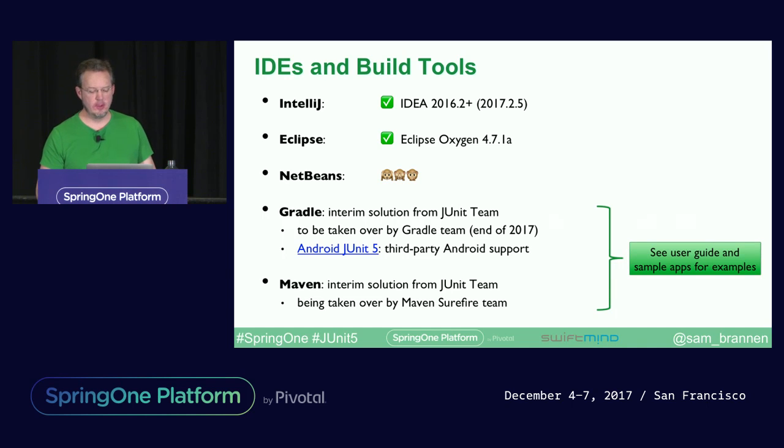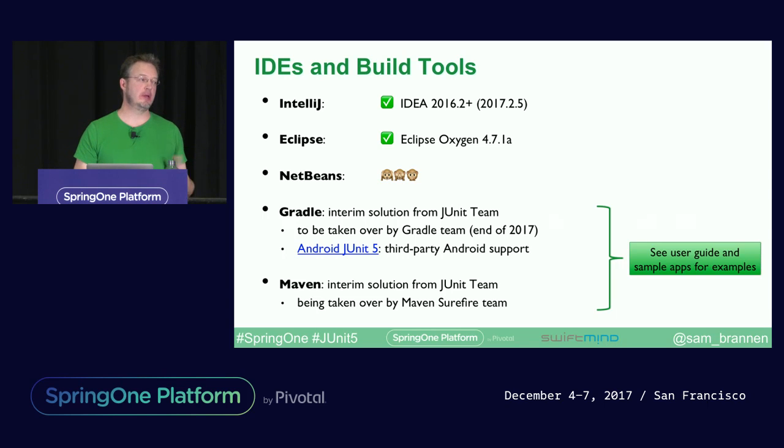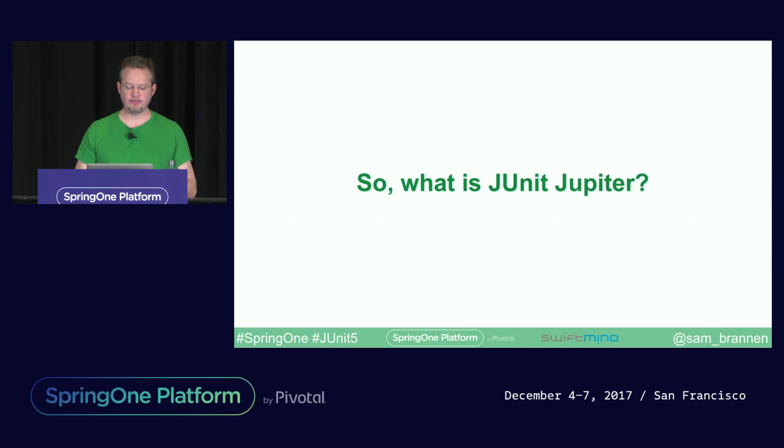I don't have time to show that today, so if you want to see examples of that, just check out the user guide. We also have some sample applications in a separate repository showing how to set all these things up for the build. So what is JUnit Jupiter?